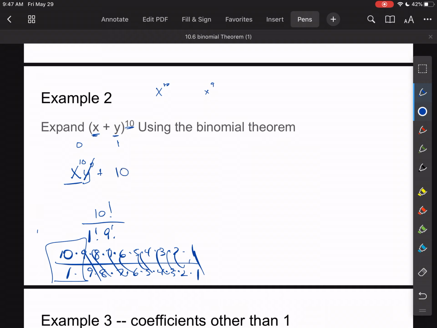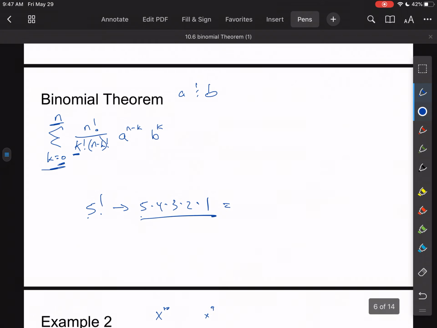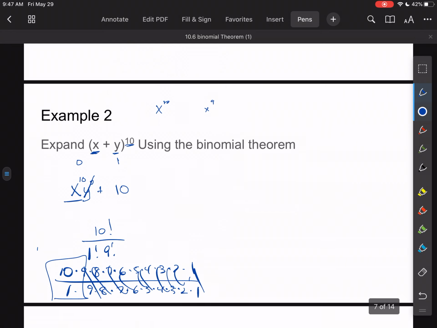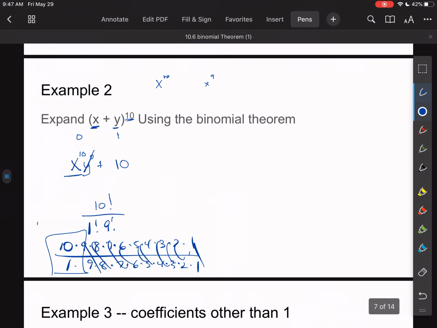Then I take my first term, and the first term's power is always n minus k. In this case, k is 1. So it'll be x to the 9th and y to the 1st. This power here is always related to this number right here, the first iteration. So that's that one.